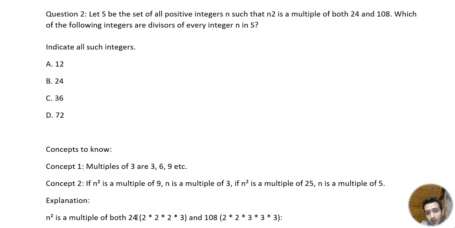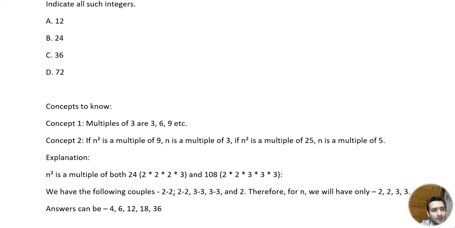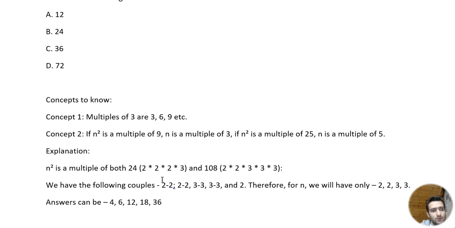So logically, we need to find pairs here. 24 consists of the following factors: 2, 2, 2, 3. It's actually 8 times 3. And 108 consists of 2, 2, 3, 3, 3. We need to find pairs because the factors decrease because of the square, and the answer will be under the root.